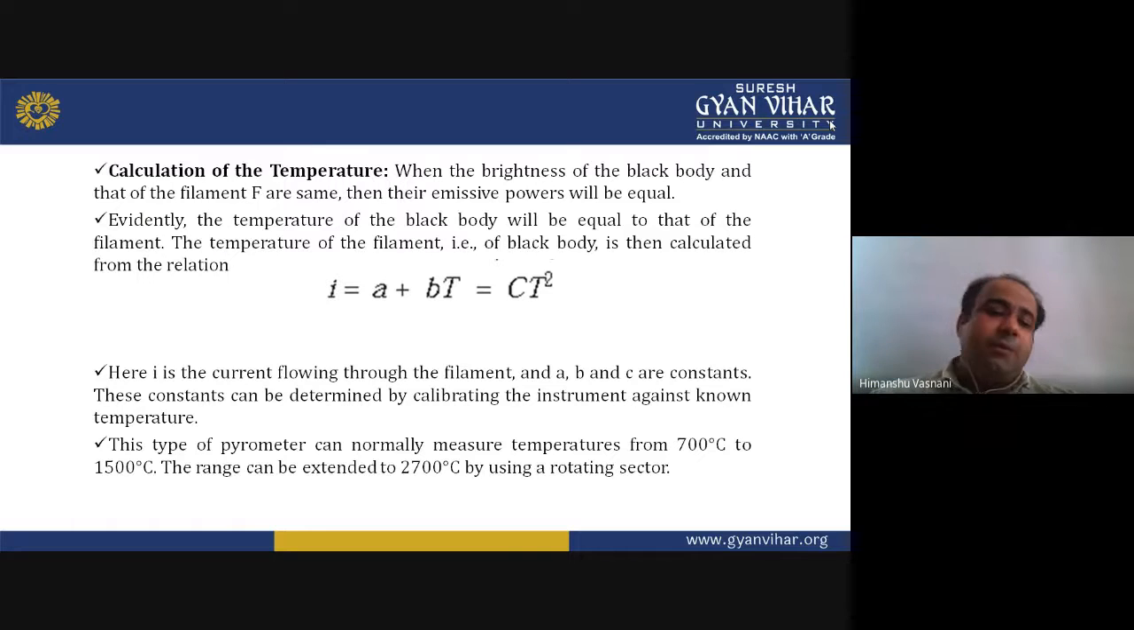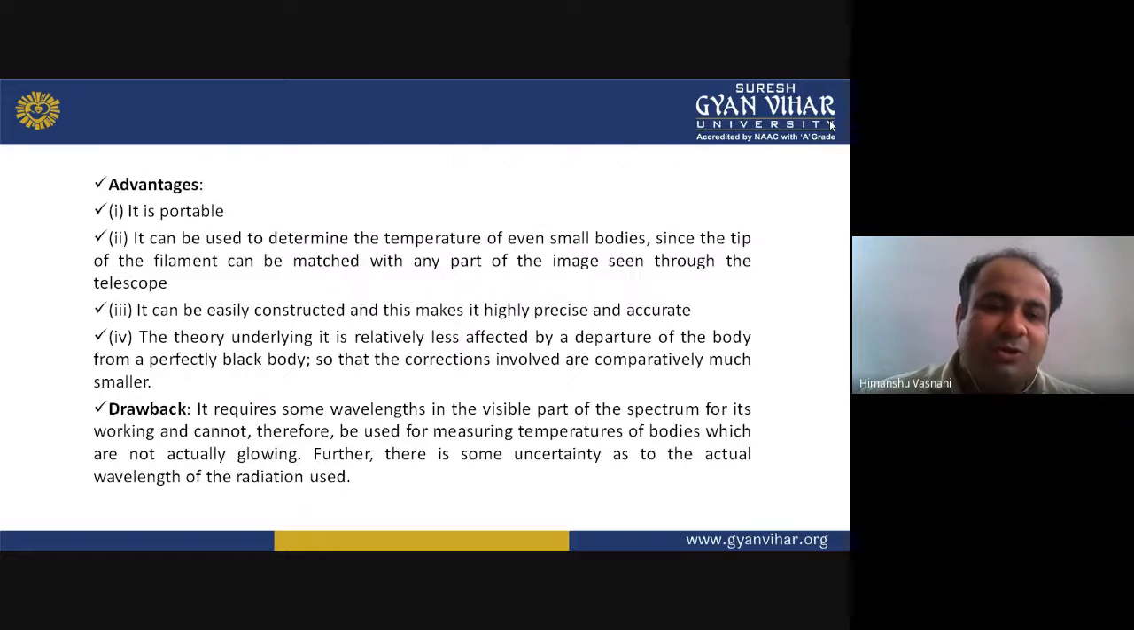So this type of pyrometer can normally measure temperatures from 700 degrees centigrade to 1500 degrees centigrade. This is the limit, but the range can be extended to 2700 degrees centigrade by rotating the sector. So see how the temperature limit has increased.